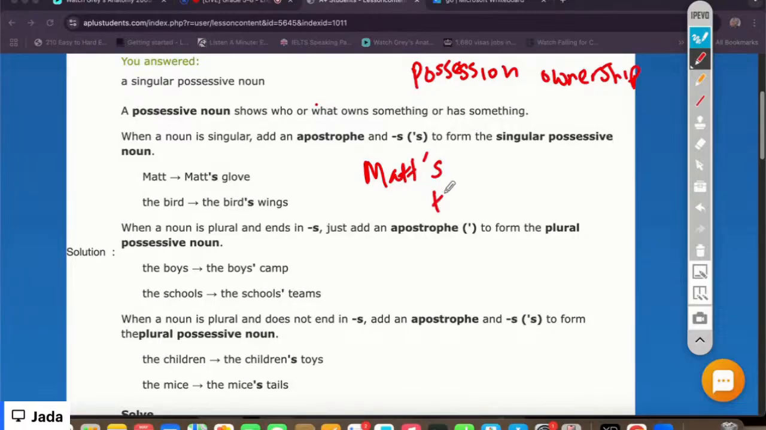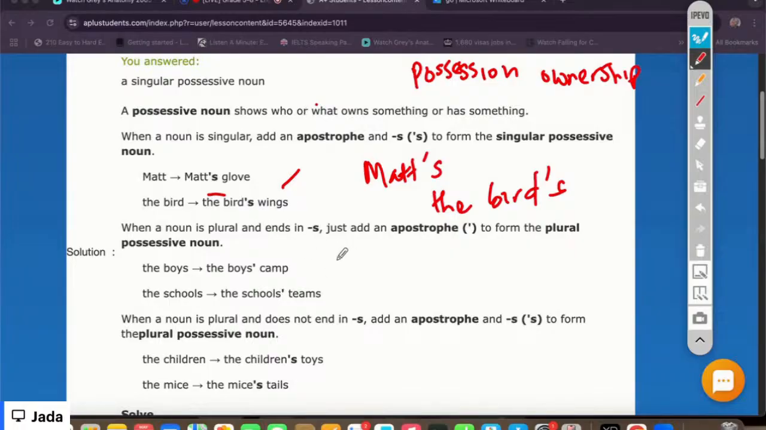Also, we have the bird, it's singular. And you need to make it singular possessive, so you add your apostrophe and then s. So we have Matt's glove, the bird's wings. Okay, so that's your singular possessive. Add an apostrophe and then s.